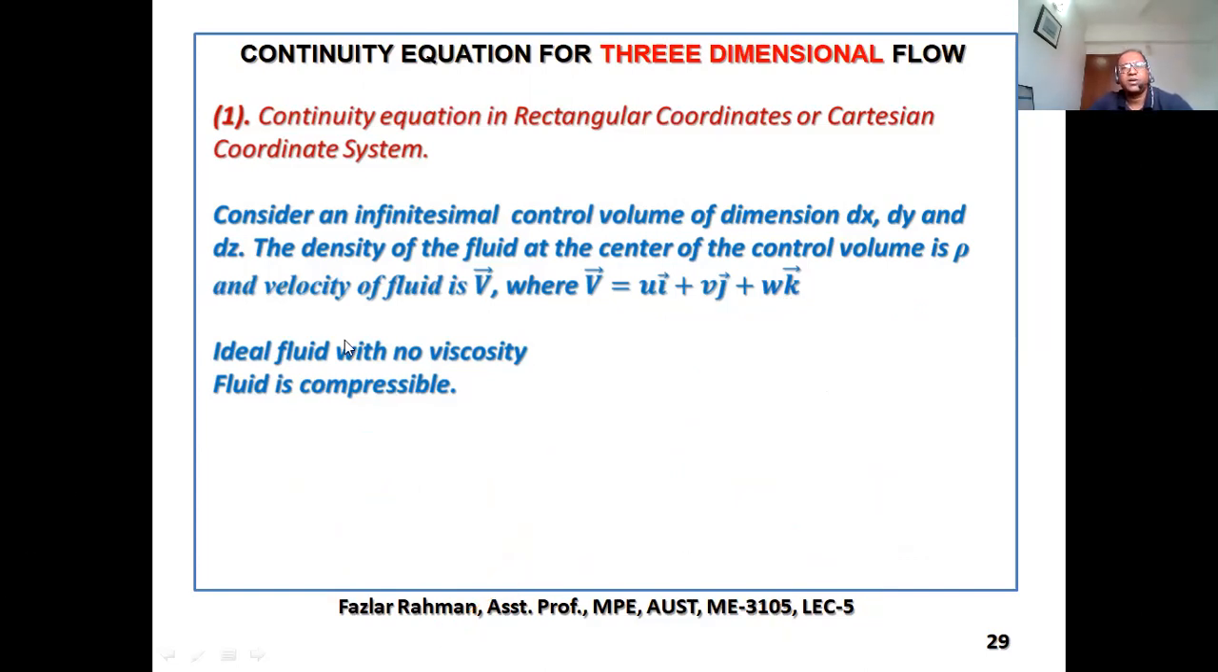Before that, you have to write some assumptions. Consider an infinitely small control volume of dimension dx, dy, dz. The density of the fluid at the center of the control volume is rho, and the velocity of the fluid is V. V is a vector with three components. We will assume an ideal fluid, that means no viscosity, and the fluid is incompressible. These are two assumptions. So we can derive this now. Before we start, any question so far?